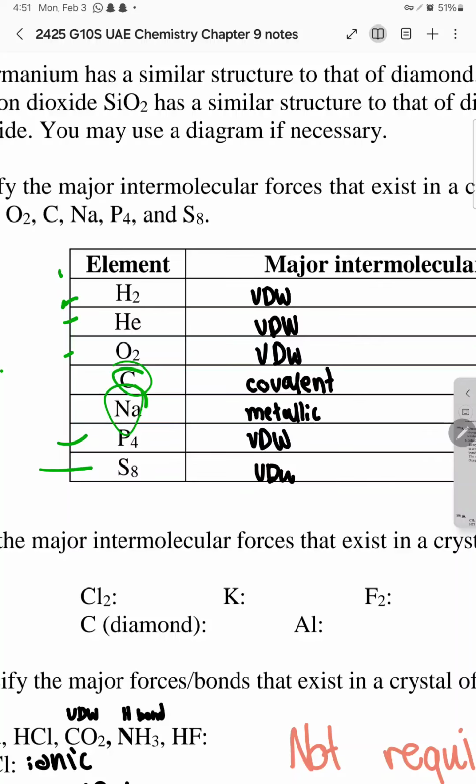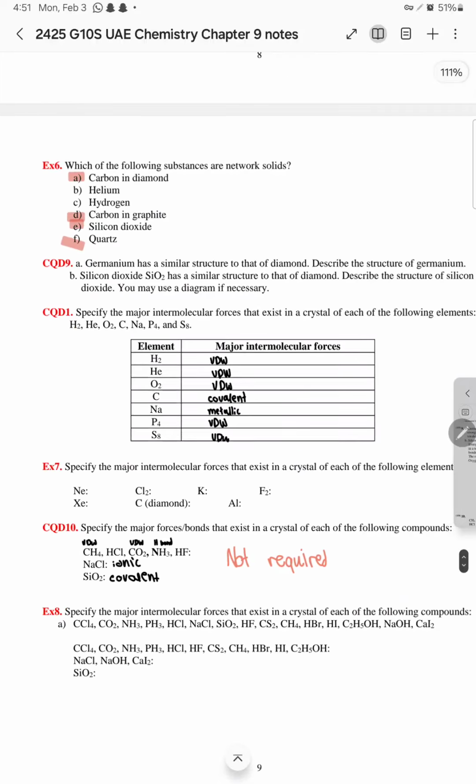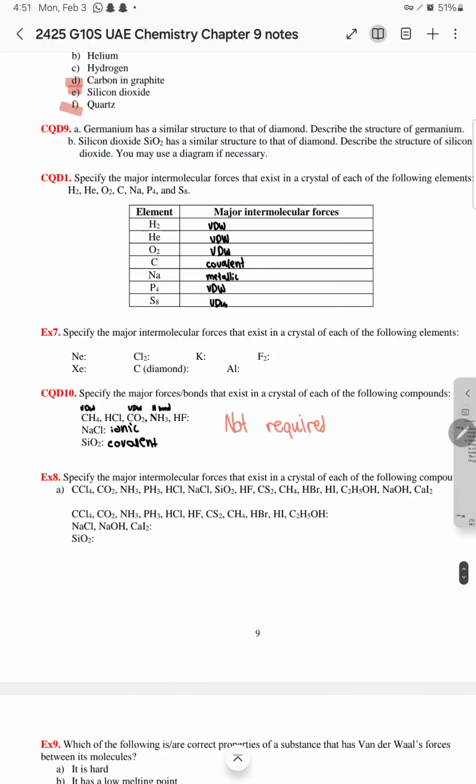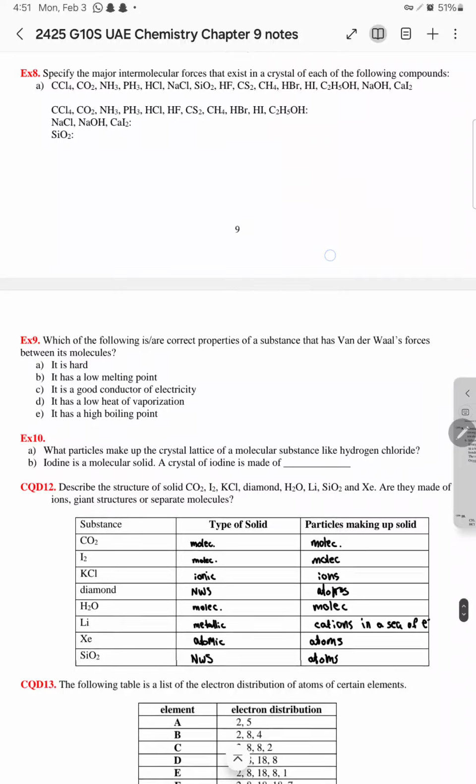So it's usually always VDW unless it's in the specific cases where it's a metal or a network solid or ionic. Now, CQD10, it's actually not with us, it's not required, nor is example 8.